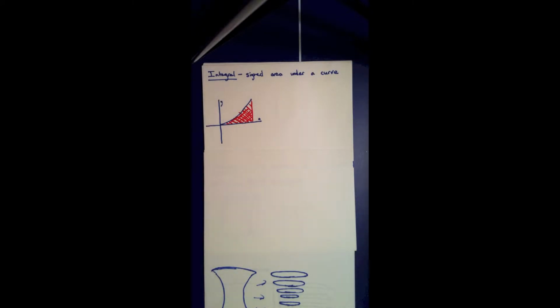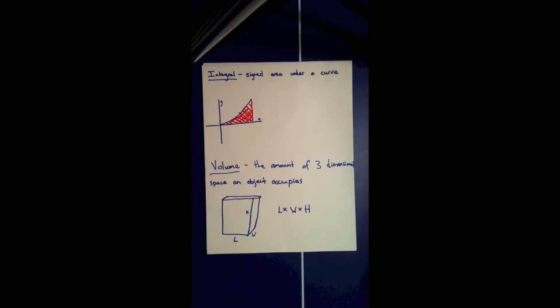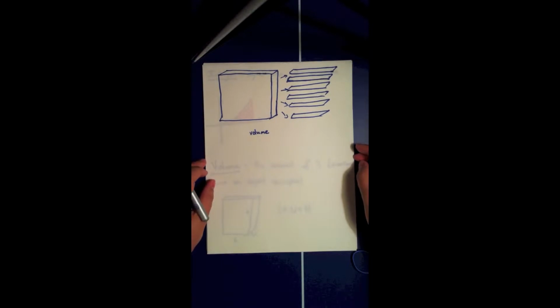Okay, so then we also need to have a fundamental understanding of what volume is, and that's just basically the amount of three-dimensional space that an object occupies. So here's a very simple example of that. You have a cube here, a rectangular prism, and the volume of that is just length times width times height. Pretty simple. But there's another way of thinking about volume, which is particularly useful when it comes to finding the volume of more abstract shapes.